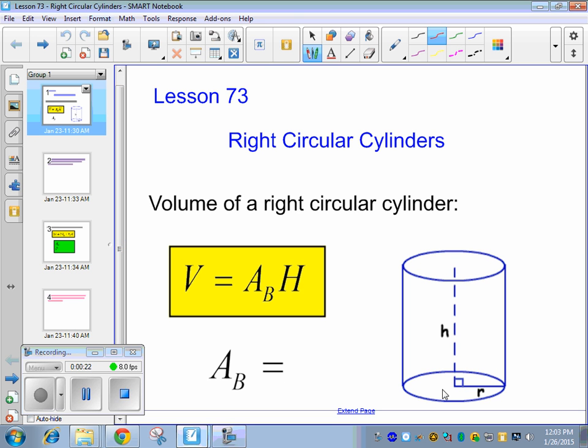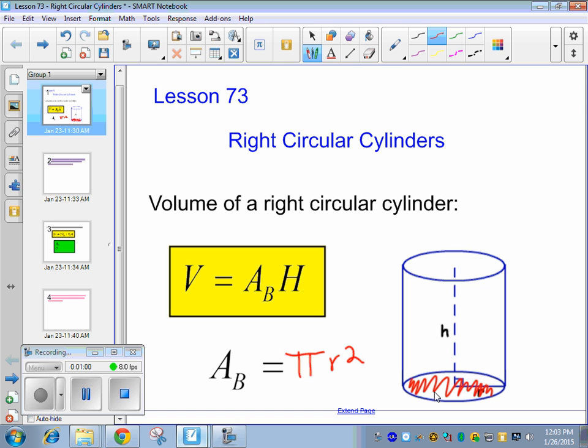Volume, we've done volume of boxes, volume of triangular prisms, and now we're doing volume of a cylinder. So same formula, area of the base times the height. The only difference is area of the base is now a circle. So for area of the base, instead of using the formula for a triangle or the formula for a rectangle, we use the formula for a circle, which is pi r squared. Okay, so we plug that in, we find the area of the circle, which is the base, and then we times by the height, and we have our answer.